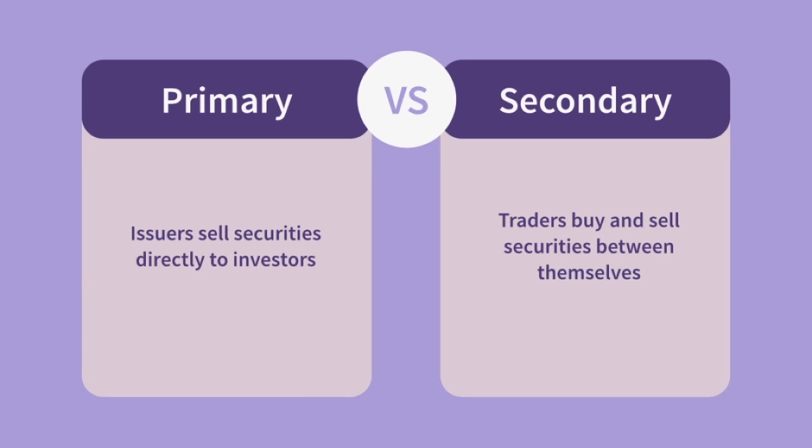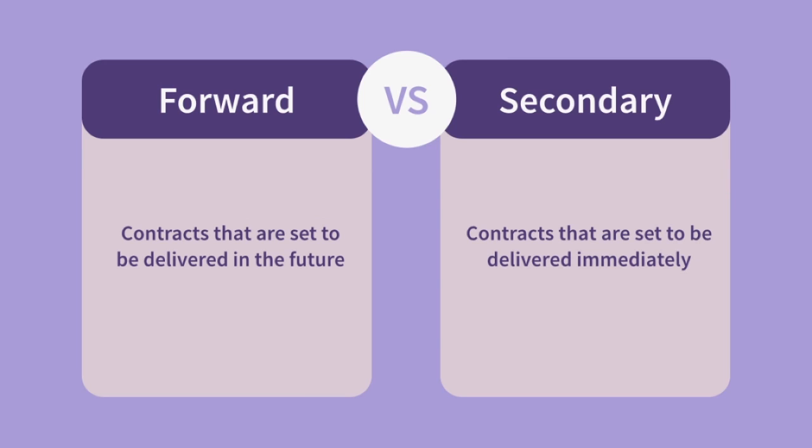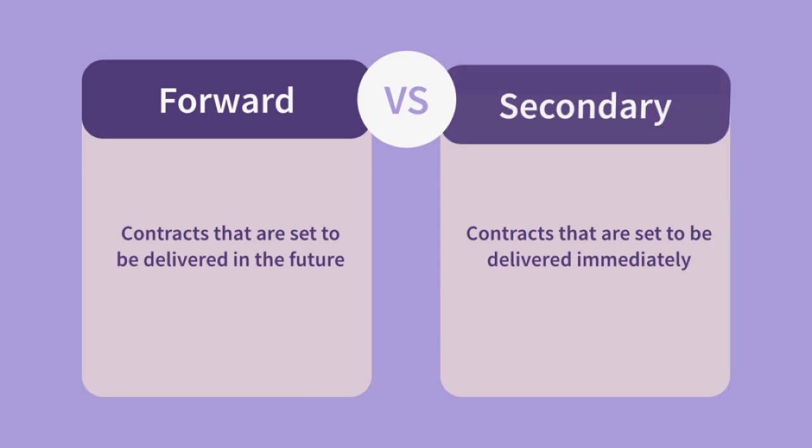One major dividing line in categorizing contracts can be set in terms of their delivery date. Contracts that are set to be delivered in the future are said to trade in the forward or futures market. Contracts that are set to be delivered immediately are said to trade in the spot market.